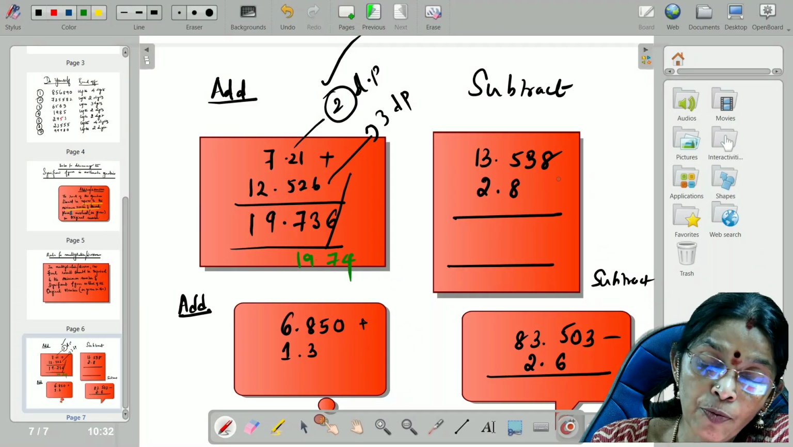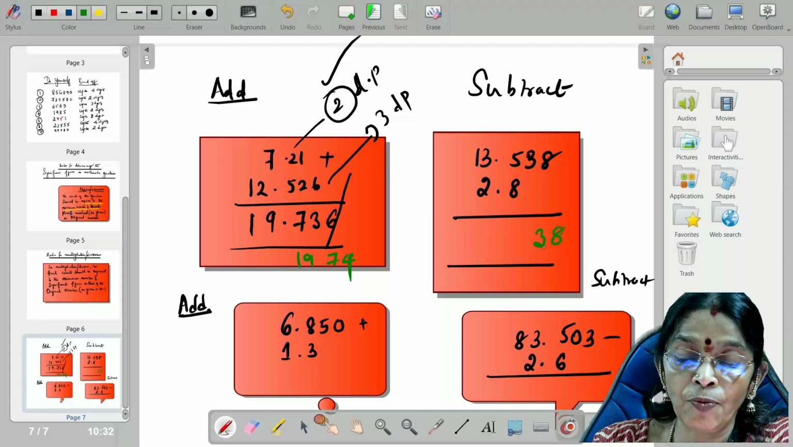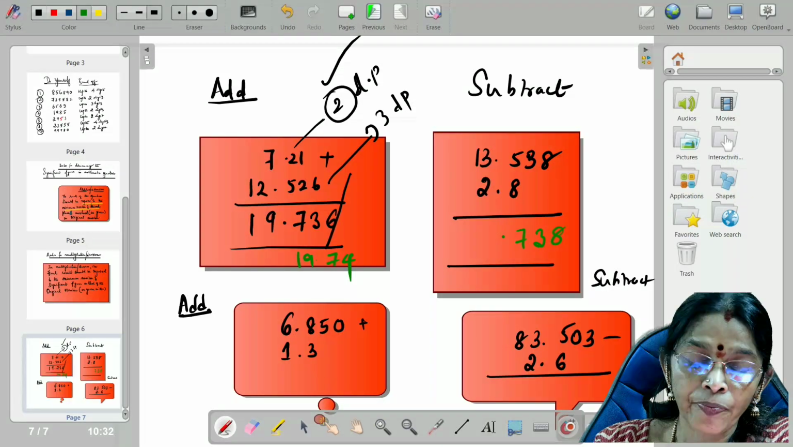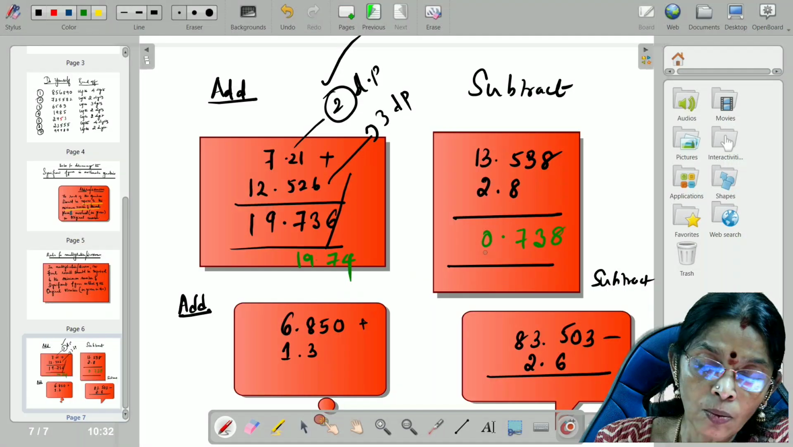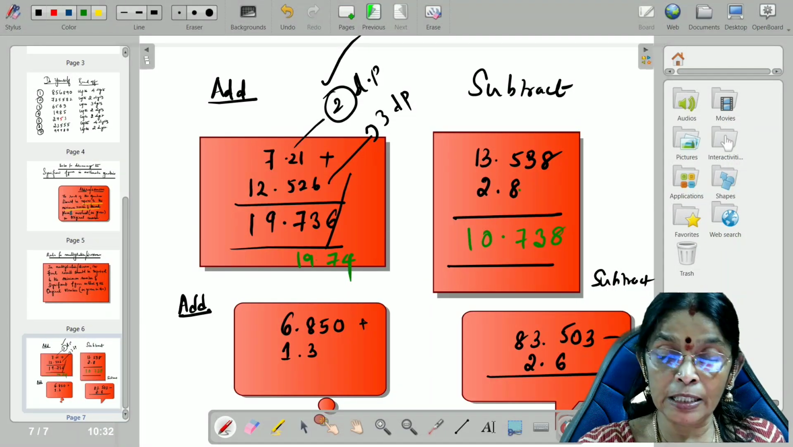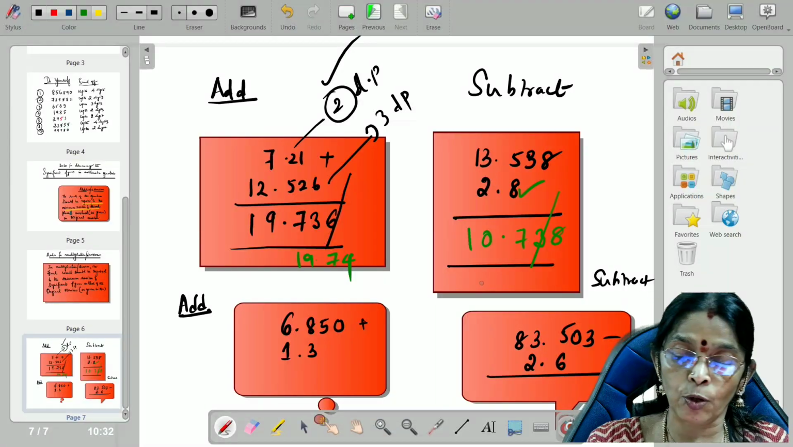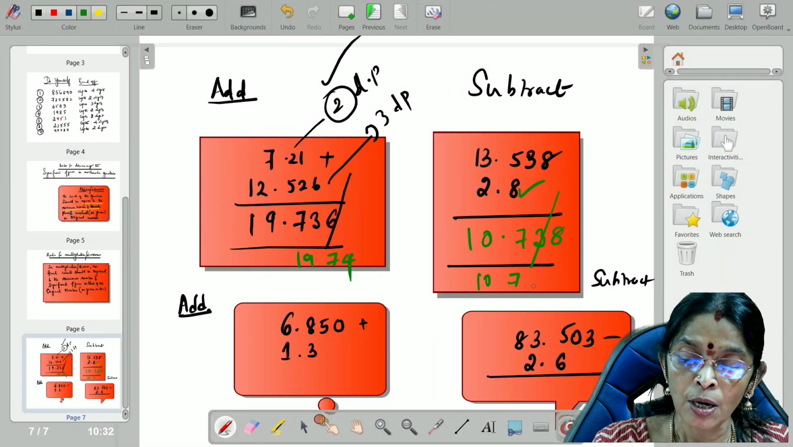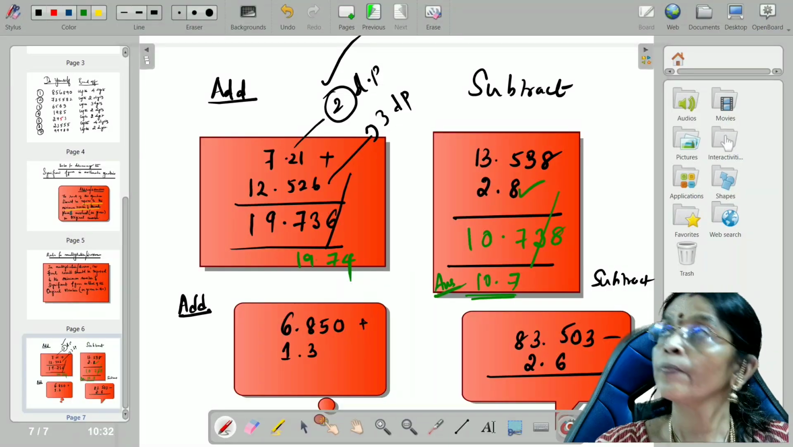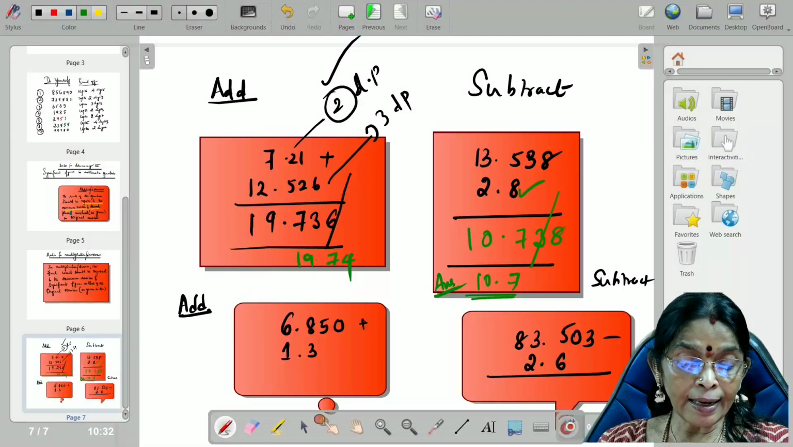Similarly, 13.538 minus 2.8 gives 10.738. The minimum number of decimal places is 1, so the digit to be dropped is 3, which is less than 5. Therefore the preceding digit is left unchanged, and 10.7 is the answer. Hope you understand, children.